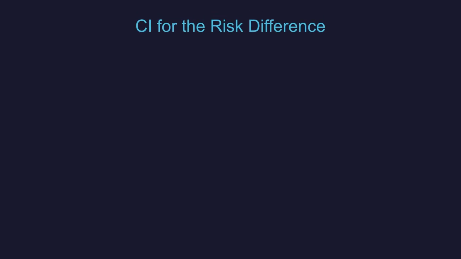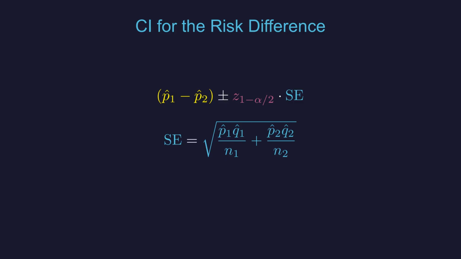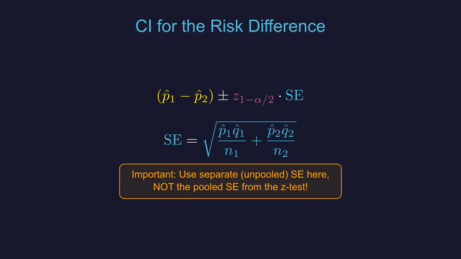The confidence interval for the risk difference takes the usual form: point estimate plus or minus z star times the standard error. But here's a crucial detail. The standard error uses each group's own proportion, not the pooled proportion. It's the square root of p hat 1 q hat 1 over n1 plus p hat 2 q hat 2 over n2. This is different from the z-test, which uses a pooled SE. For confidence intervals, we use the separate, unpooled standard error.